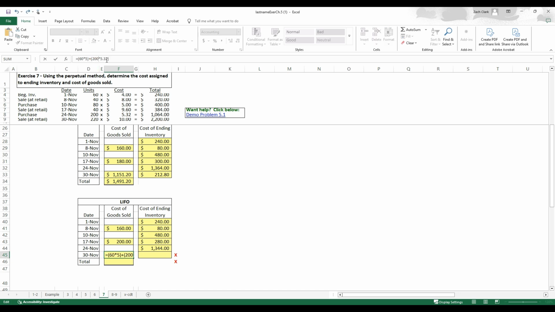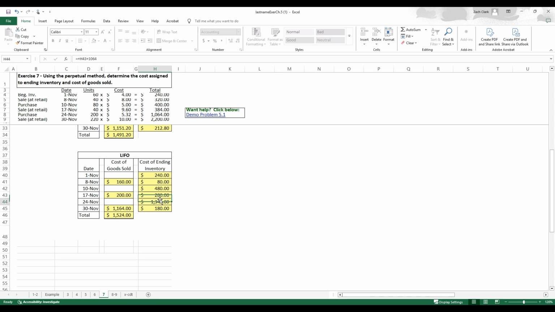Okay, so 200 is at that last purchase layer, 5.32, and then 20 is going to come from the layer before of this one at $5. So I think that should do it. Copy this formula down and then add all 3. All right, now that gets rid of our x's.